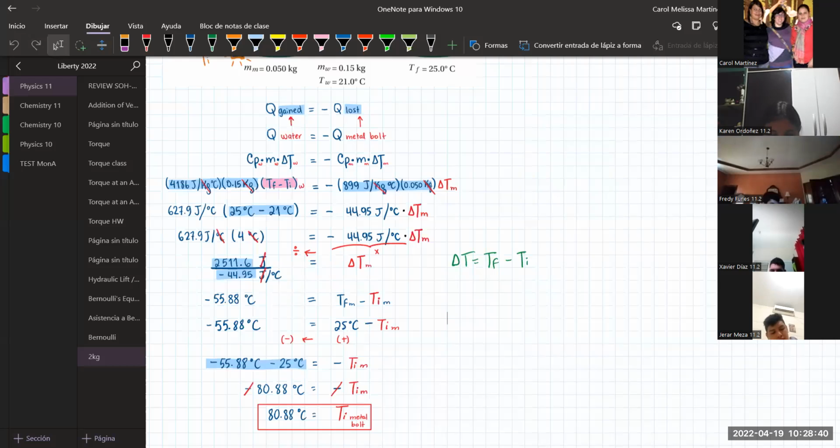Remember to write this exercise in your notebook. Follow the guidelines for note taking. If there are no doubts, I'm going to end the meeting.